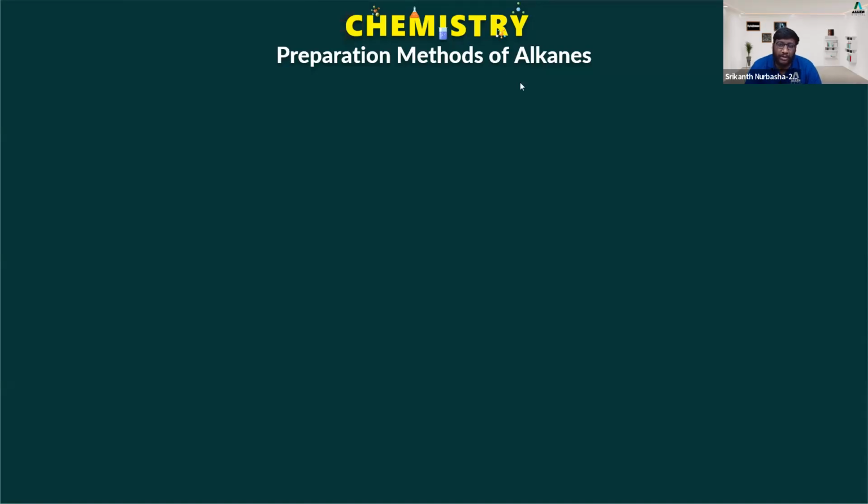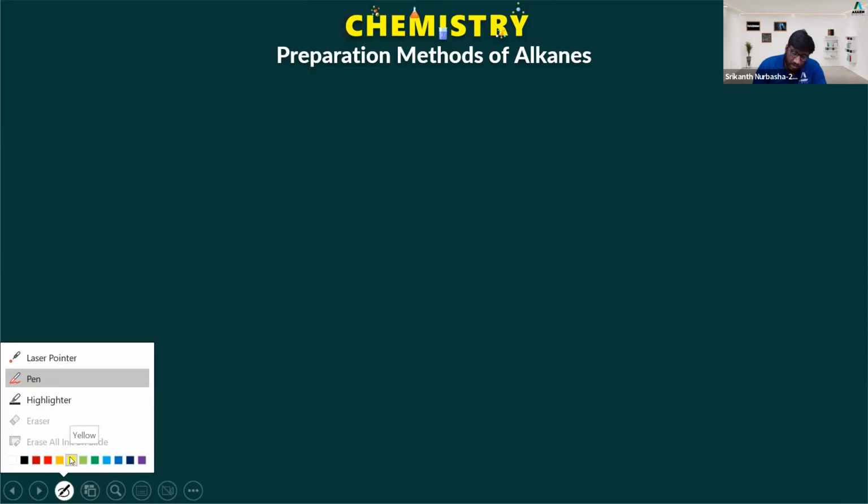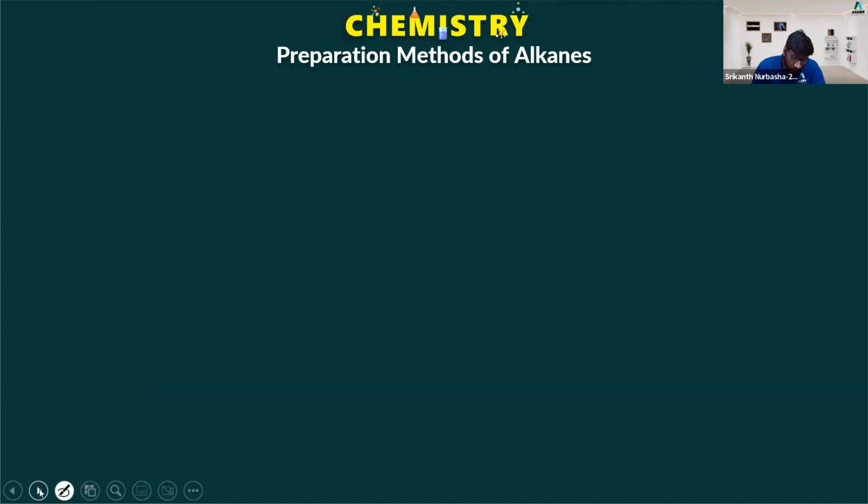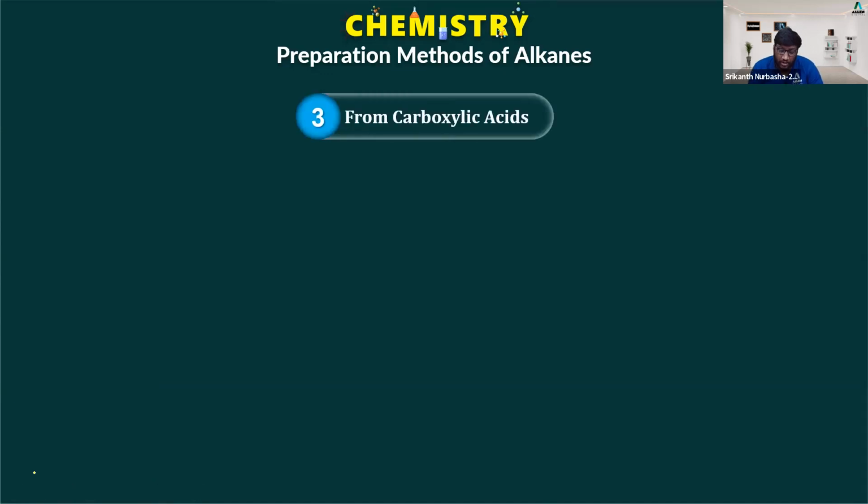Last class, if you remember, we discussed the methods of preparation of alkanes, like reduction and Wood's reaction. Today we are going to continue with the discussion. Kolbe's reaction we are going to do now: Kolbe's electrolysis and decarboxylation, and different other reactions.